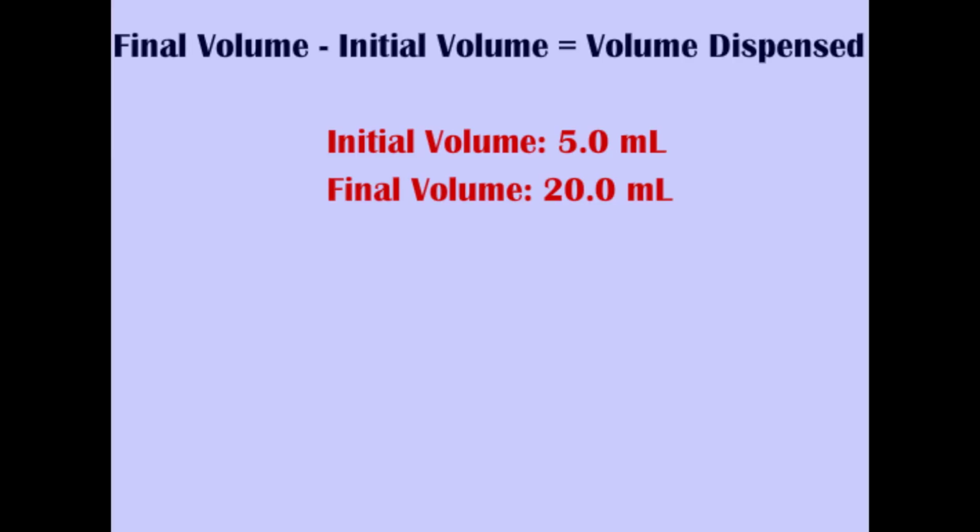In order to calculate the volume of liquid dispensed from the burette, subtract the initial volume from the final volume. For example, if the final volume is 20 milliliters and the initial volume is 5 milliliters, the volume dispensed is 15 milliliters.